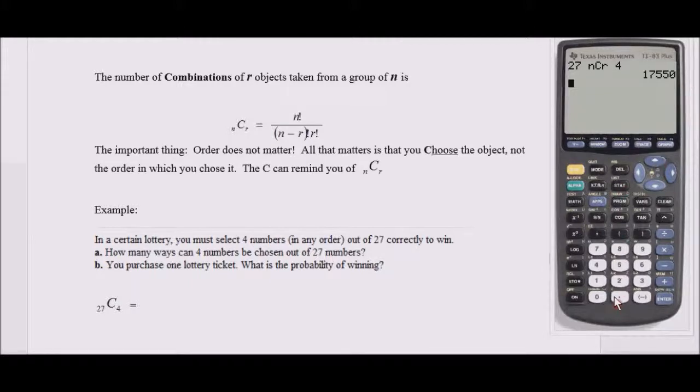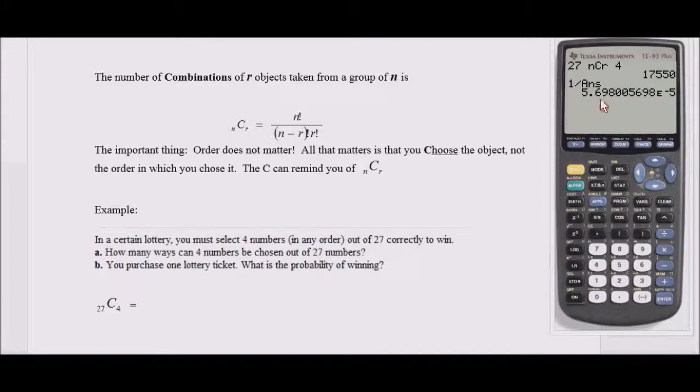So what you can do is 1 divided by, and you could key in 17,550, but you could use the calculator and do second function answer, which is just going to take the answer you just got and pop it in the denominator there, and hit enter. And you get 5.69800, and so on, E to the negative 5.